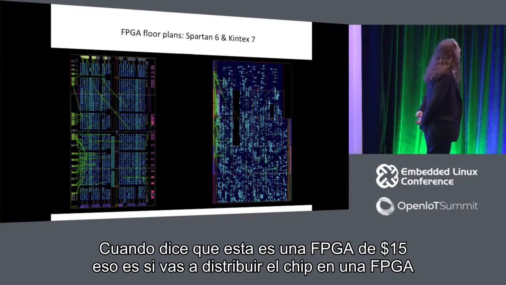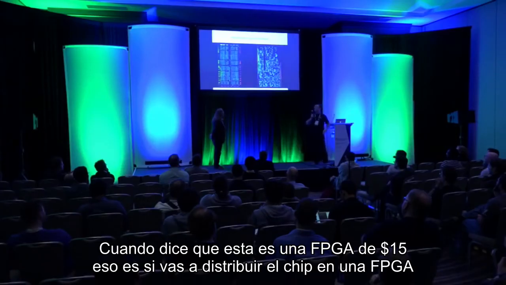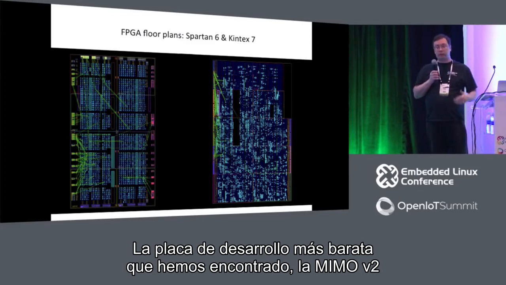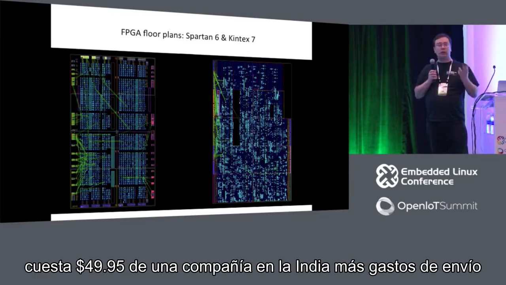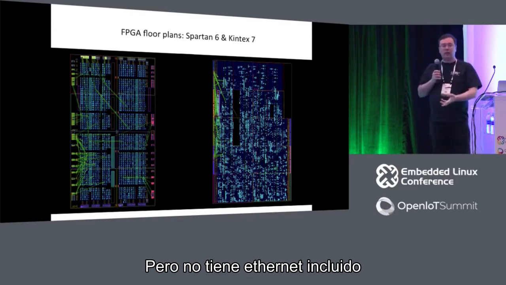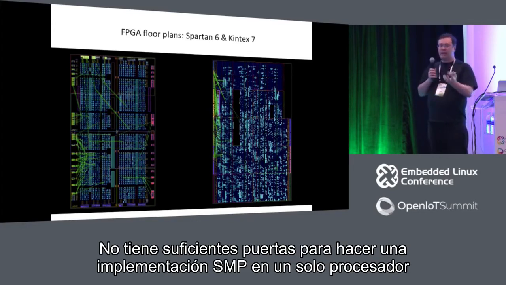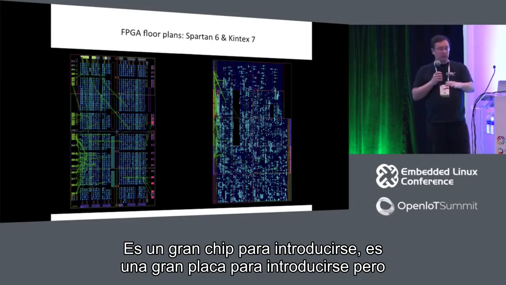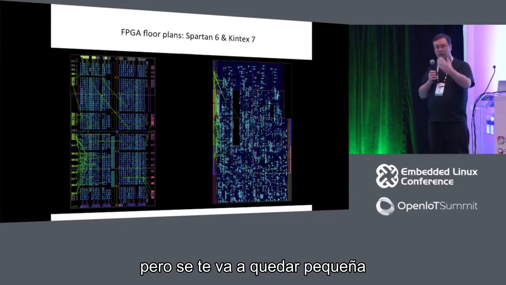When he says that this is a $15 FPGA chip, that's if you're going to be shipping a device with an FPGA chip on it. Right. A development board built around this, the cheapest we found is the Numato Mimas V2, which is $49.95 from a company in India, plus shipping. We have a future slide on that, but that doesn't have Ethernet on it. That doesn't have enough gates to let you do an SMP implementation, only a single processor. That's a great intro board, but you're going to outgrow it.